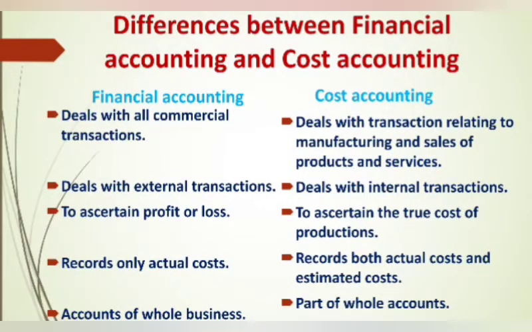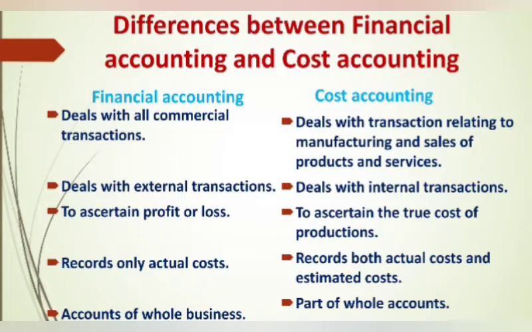The first difference is that financial accounts deal with all commercial transactions, whereas cost accounting deals with the transactions relating to manufacturing and sale of products and services. The next difference is that financial accounting deals with external transactions, between the business and outsiders, whereas cost accounting deals with internal transactions.